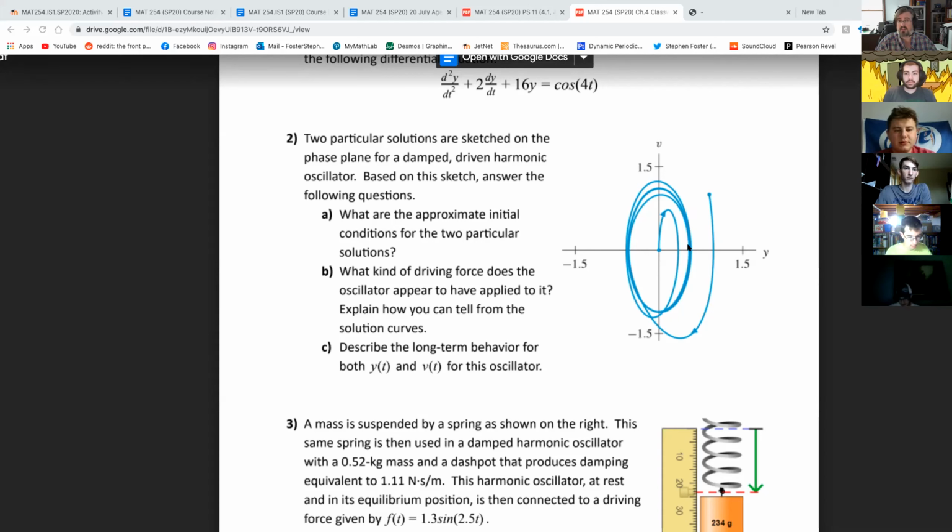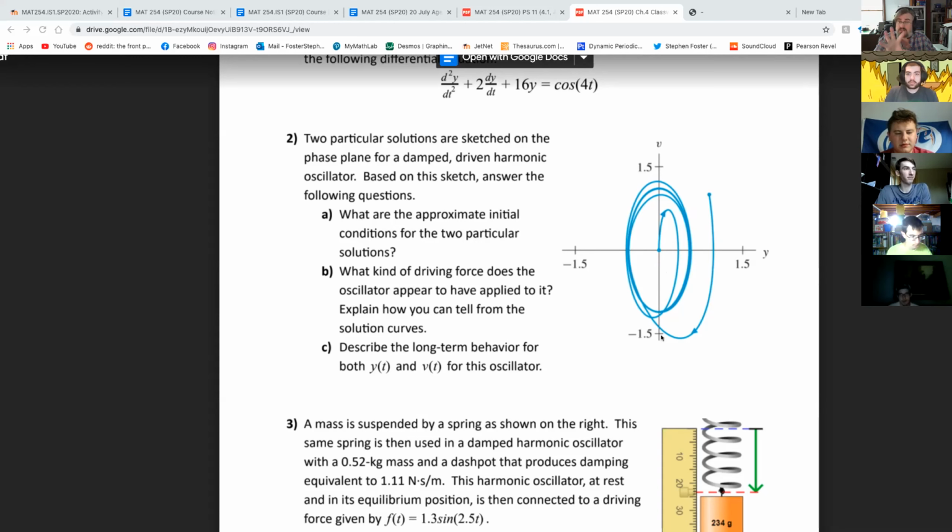The position of this oscillator will, in the long run, be stuck between what position values, roughly? Looks like about 0.5 and negative 0.5. Yeah. So in the long run, this thing is going to oscillate between negative 0.5 and 0.5, whatever the units are, we don't know. And its velocity is going to oscillate between what and what, roughly? Roughly -1, +1. Yeah. Ballpark.